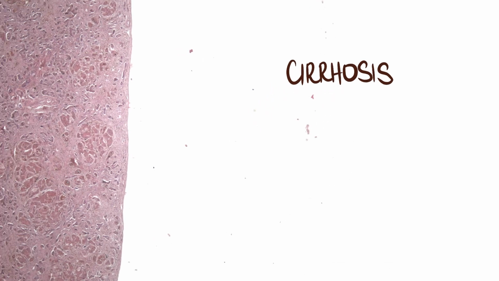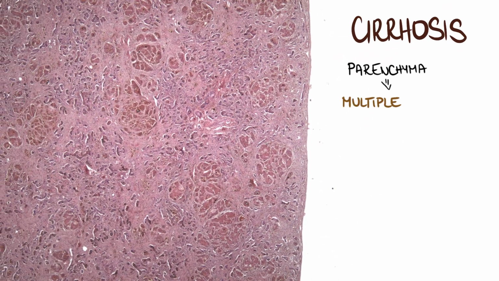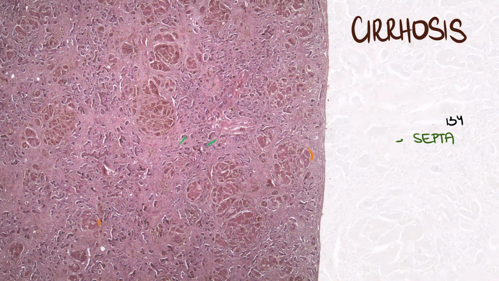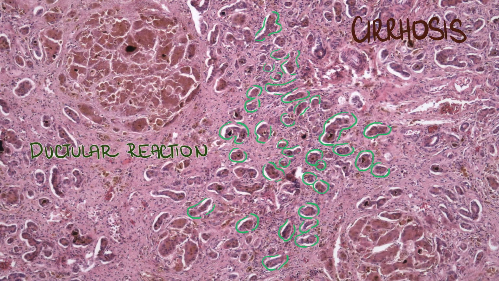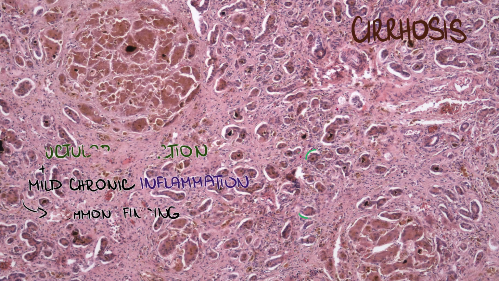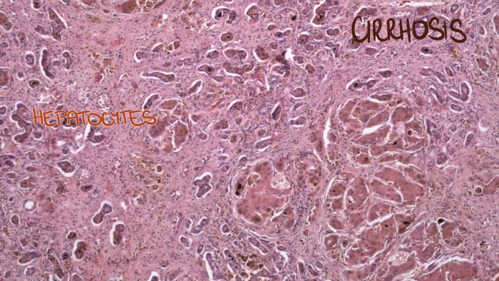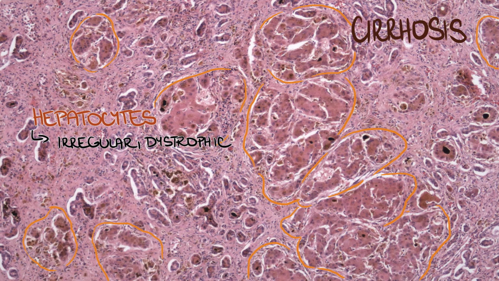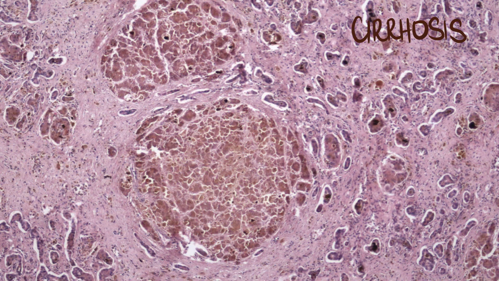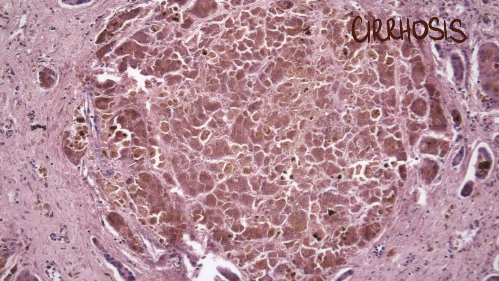Microscopically, liver parenchyma consists of multiple nodules, separated by fibrous septa. Ductal reaction and mild chronic inflammation in the septa is a common finding. Hepatocytes are irregular and often dystrophic, showing steatosis or cholestasis. Sometimes more regressive changes or even hepatocyte necrosis can be seen.